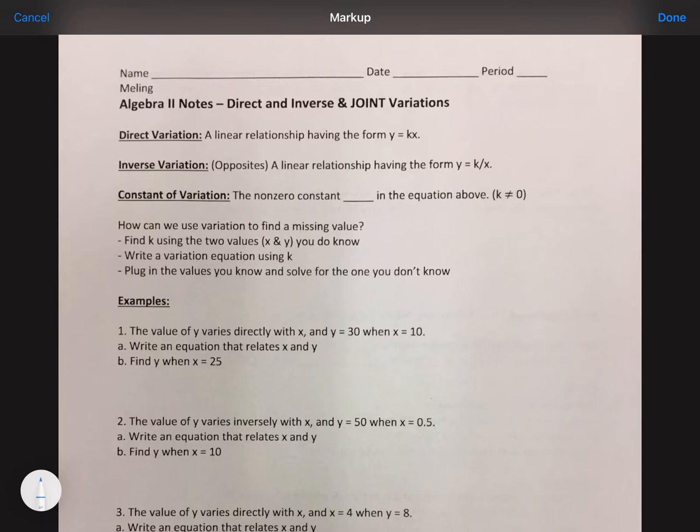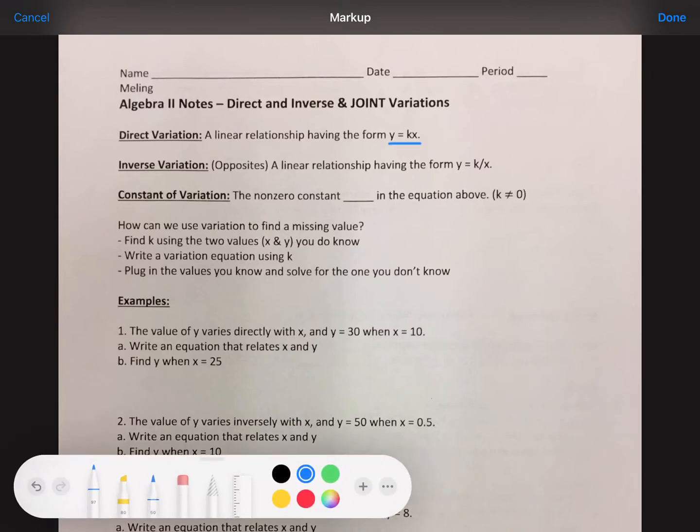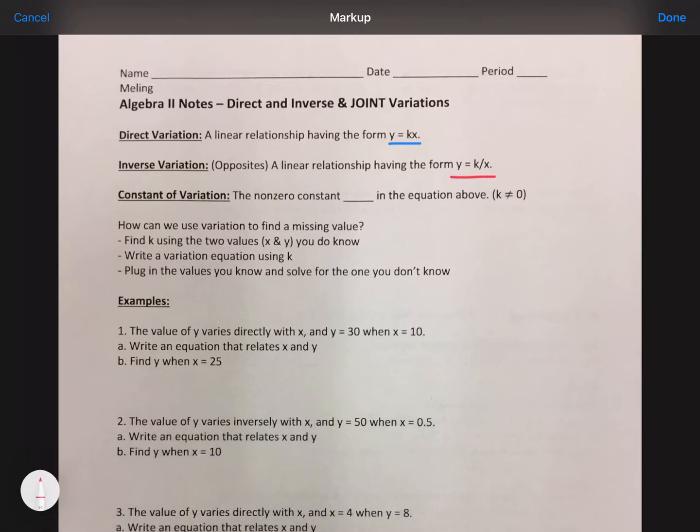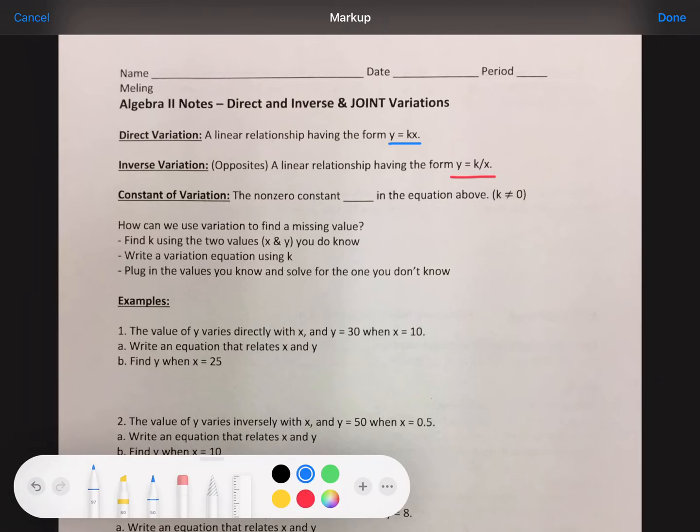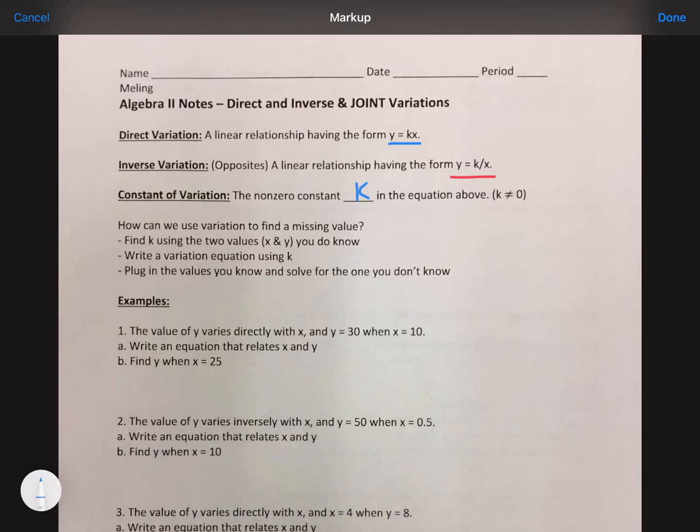So direct variation is a linear relationship having the form y equals kx. And inverse variation is a relationship of the form y equals k divided by x. Both of them will have the non-zero constant k in their equations.